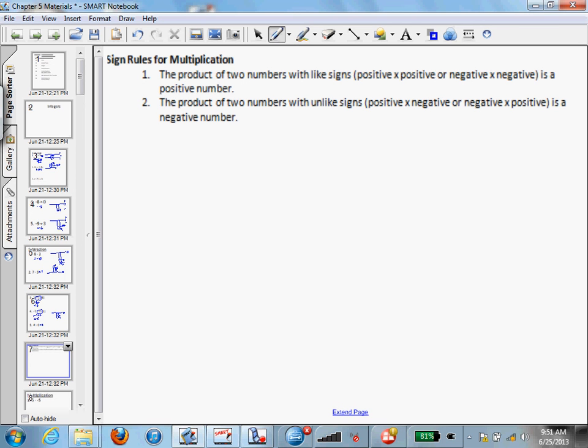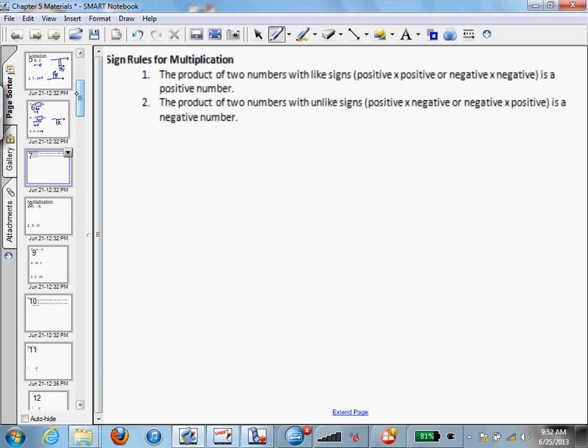Alrighty, rules for multiplication. The product of two numbers with like signs, positive times positive or negative times negative, is positive. The product of two numbers with unlike signs, positive times negative or negative times positive, is a negative number. These are some very important rules you're going to want to familiarize yourself with. So you might want to jot these down in your notes or pause the video and document this in your book.